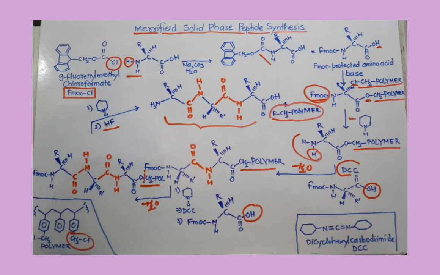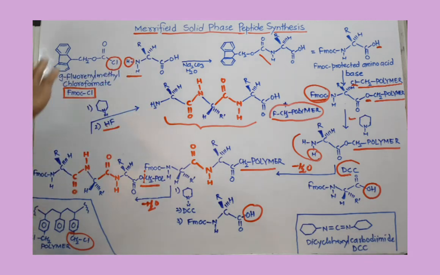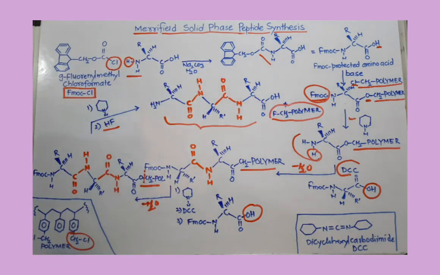And nowadays automated solid phase polypeptide synthesizers are available in the market. By using that synthesizer you can produce a polypeptide molecule of your desired sequence of amino acids. In this way, this is a very, very interesting synthesis. Actually we call it the Merrifield solid phase peptide synthesis.